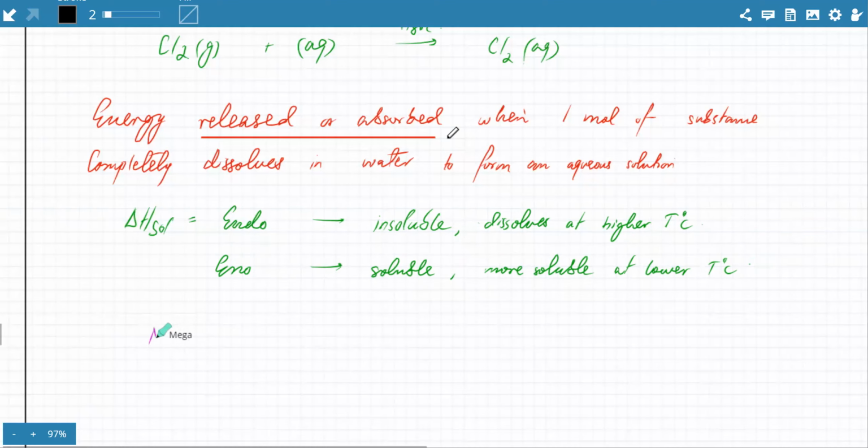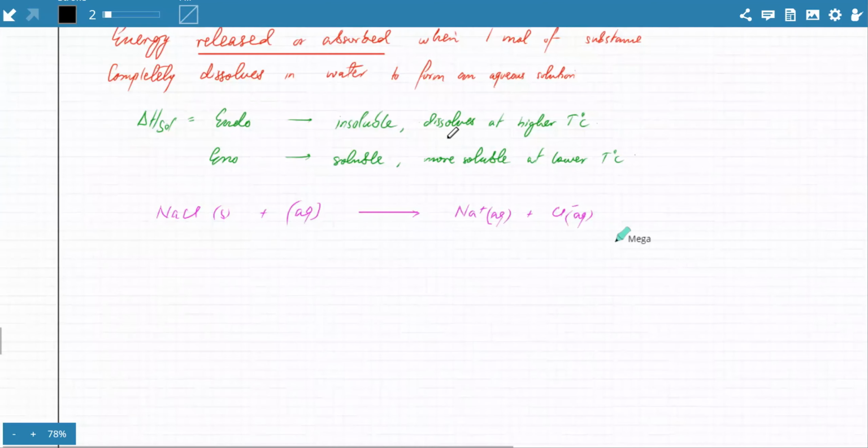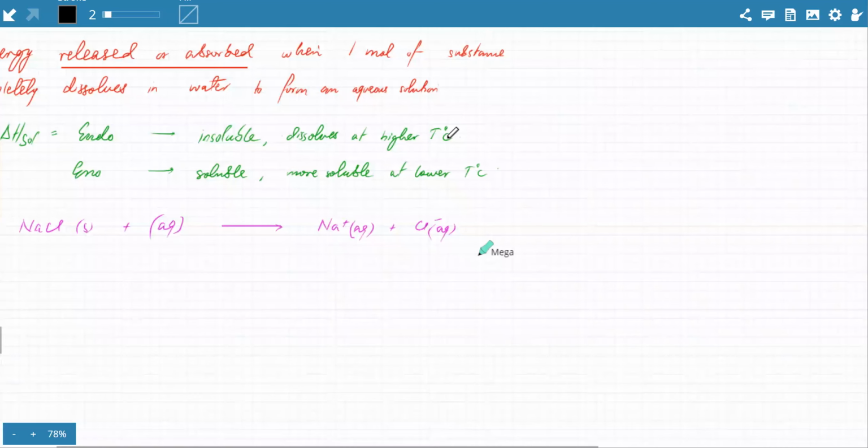For example, if I take NaCl, and NaCl is a solid crystal, and I dissolve it, the ions scatter and they dissociate, and it becomes aqueous. This is what happens when NaCl is dissolved in water. So the question is, why could enthalpy of solution be endothermic or at times exothermic? Why isn't it just one thing? Like combustion is always exo, atomization is always endo.